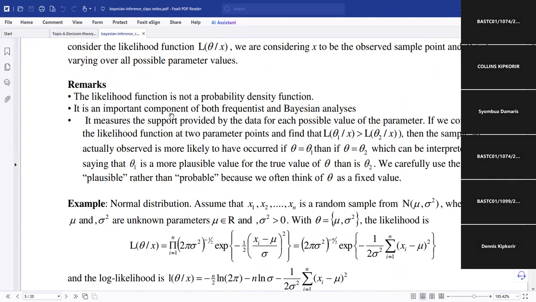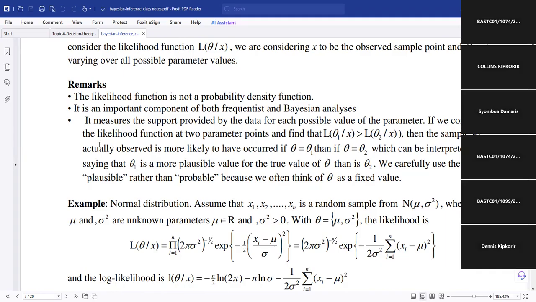So the remark is that the likelihood function is not a probability density function. It is an important component of both frequentist and Bayesian analysis. And it measures the support provided by the data for each possible value of the parameter. By saying it is not a PDF, it means that if you find the integral of the likelihood function over a particular interval, you might not get 1 for that.